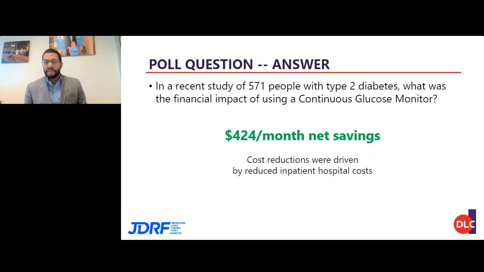These cost reductions were driven by reduced inpatient hospital costs. And again, we showed at the beginning 8 million inpatient stays, 16 million ER visits for folks with diabetes. So there's real opportunity if we're designing benefit plans that work for people with diabetes, real opportunities at cost savings. And again, not just cost savings, but better lives and outcomes for those living with diabetes who are your employees and covered on your benefit plan.